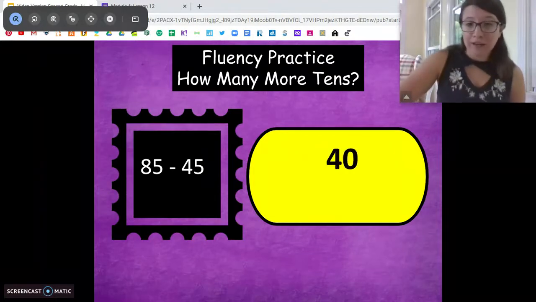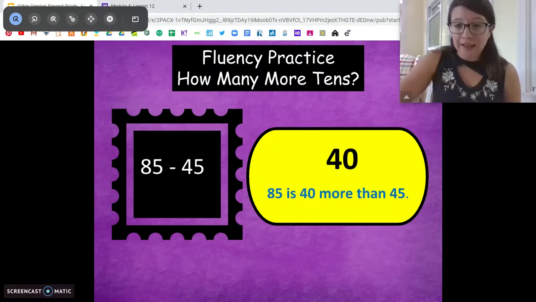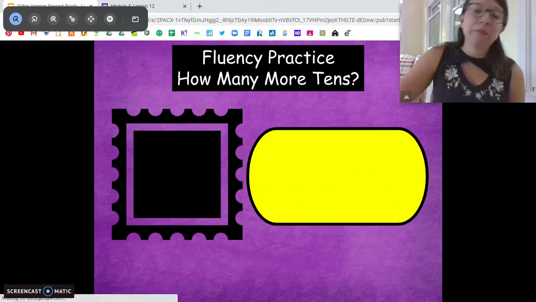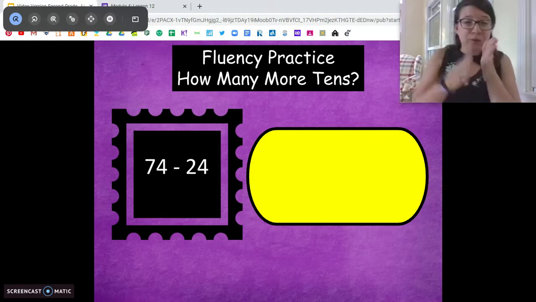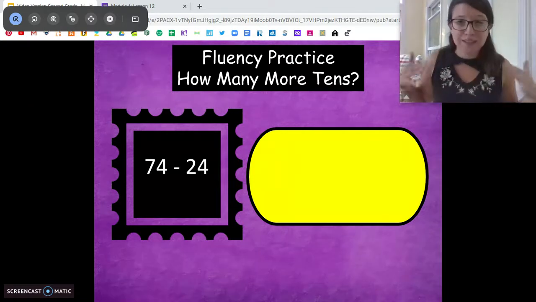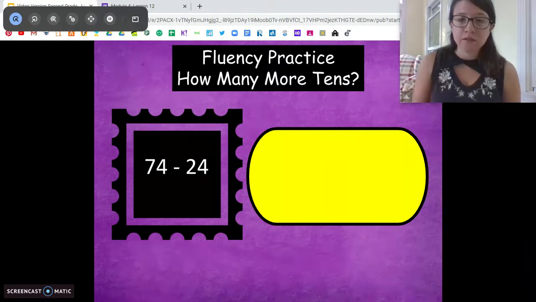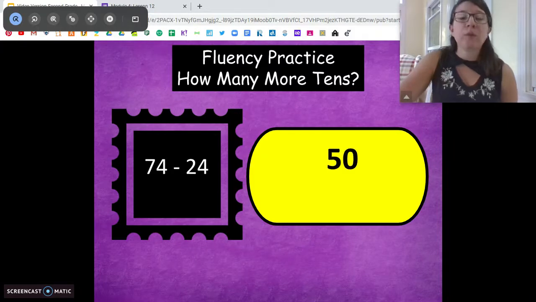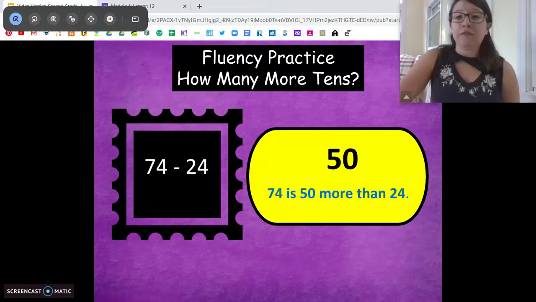Good. We're going to get 40, and then we'd say 85 is 40 more than 45. Perfect. Let's try another one. Same idea. Even though the ones place changed, it's still the same between the numbers. The ones place is still the same. So just talk about your tens. How many more tens? Using the facts we know, we get 50. So we're going to say 70 is 50 more than 24.